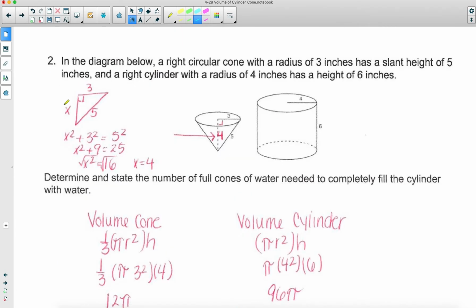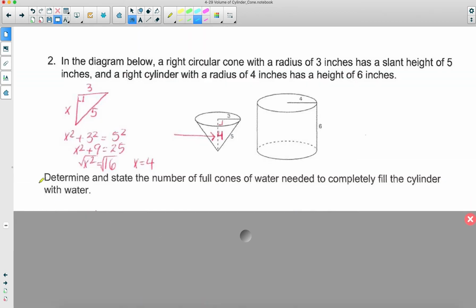Okay, next page, number 2. So for number 2, what we have here is a cone and a cylinder. It tells us a little bit about the cone that has a radius of 3 inches. The slant height is 5 inches. So remember, slant height, although that's good to have, it's not what we need in order to find the volume. The cylinder has a radius of 4 and a height of 6.